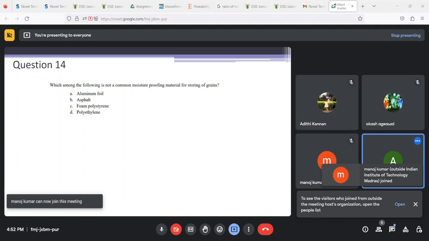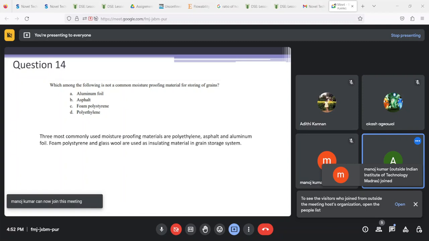No, asphalt is actually used as a common moisture proofing material. The answer here is option C. So aluminum foil, asphalt, and polyethylene, these are all very common coatings or substances that are added in the storage bins that will act as a moisture proofing material.